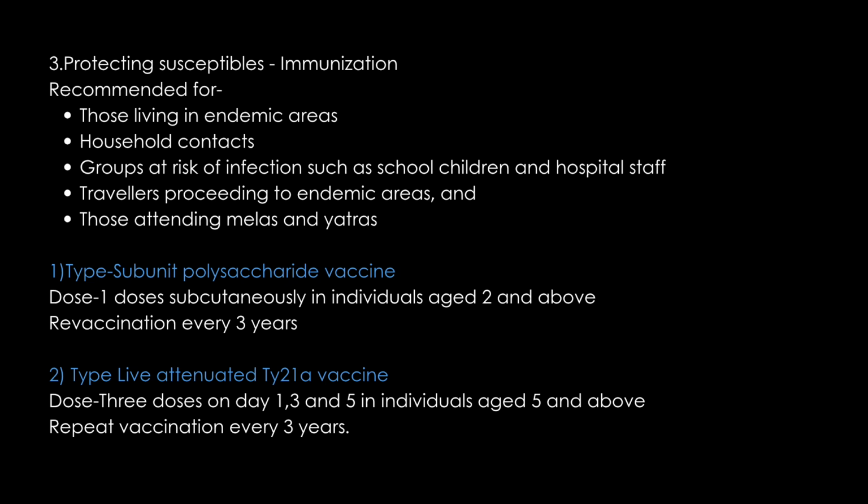The two main vaccines are: the first is the subunit polysaccharide vaccine. It is given as one subcutaneous dose to people aged 2 years and above and revaccinated every 3 years. The second is the live attenuated Ty21a vaccine. Now this one is given orally as 3 doses on day 1, 3 and 5 for those aged 5 years and above. This too is repeated every 3 years.